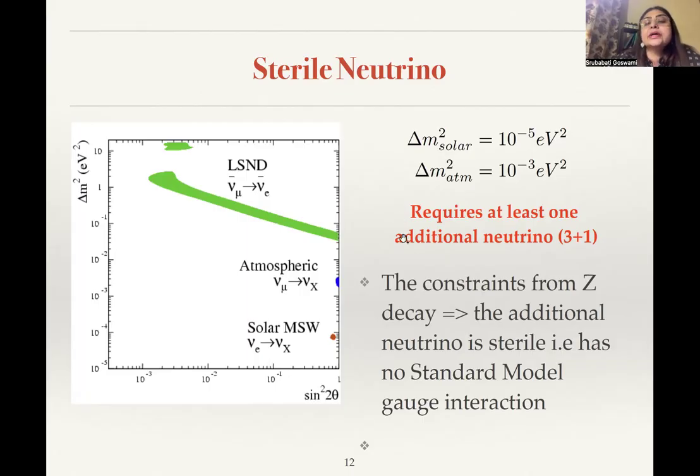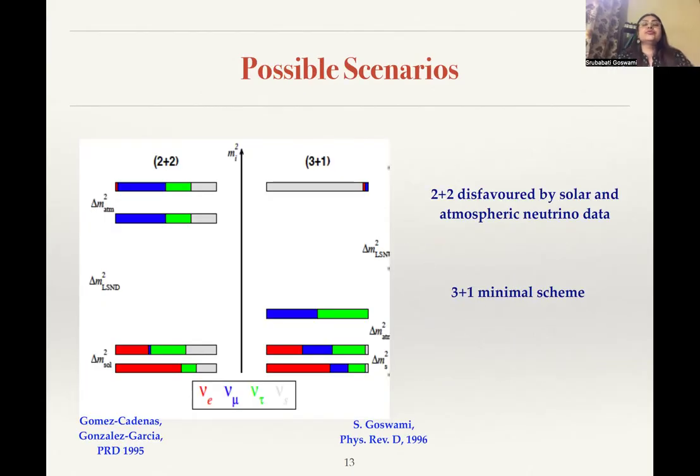This requires at least one additional sterile neutrino. That is called the 3+1 mixture. There are constraints from Z decay to invisible particles, from which one can say that the additional neutrino is sterile, that is, it has no standard model gauge interaction. So that's how LSND postulated a sterile neutrino.